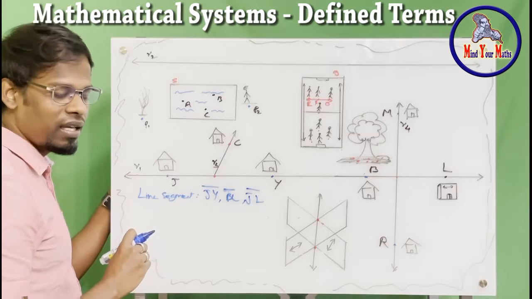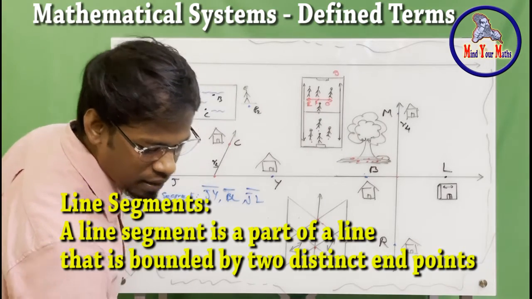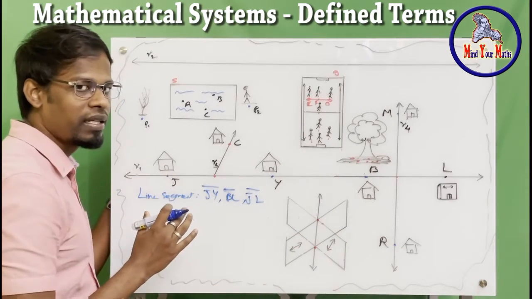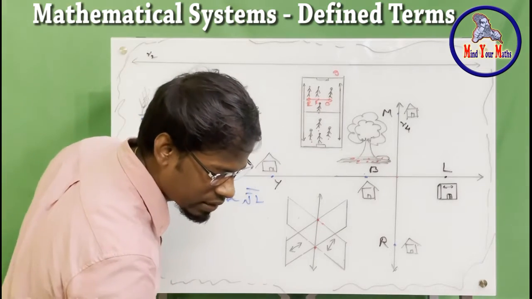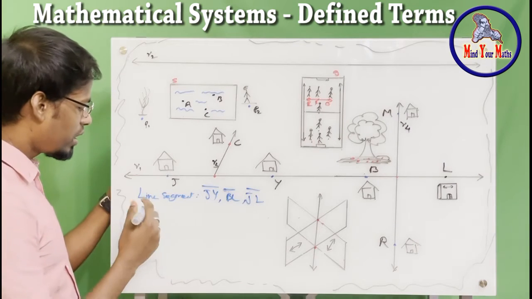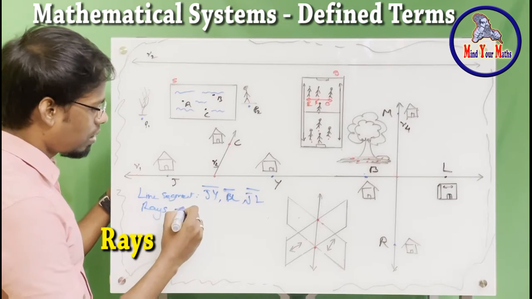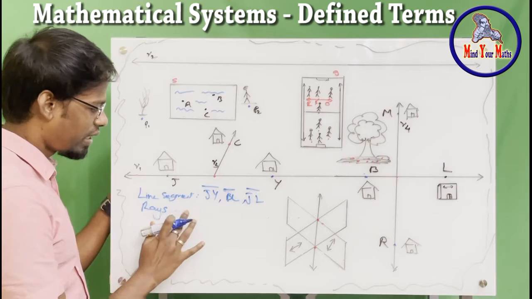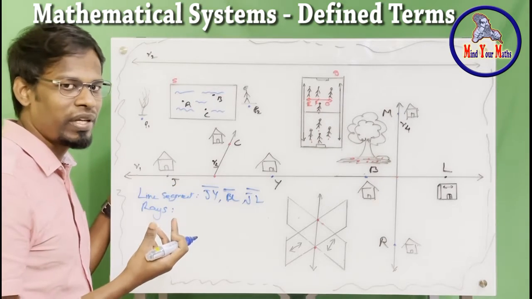Got it? A segment, by definition, has 2 points from a particular line, between 2 points. So that is what a line segment is. And the next one is rays. In the line we see rays. What is a ray? Do you know what a ray is? A ray is something that comes from the light. That's what we know, right?